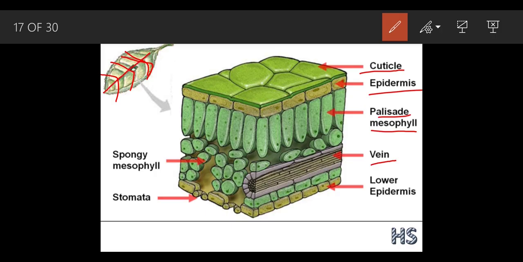This is the lower epidermis. Like the upper epidermis, there is a lower epidermis also. Okay, there is this spongy mesophyll. What is the spongy mesophyll? This spongy mesophyll consists of water and carbon dioxide. Okay, a lot of air and water is present inside this spongy mesophyll.